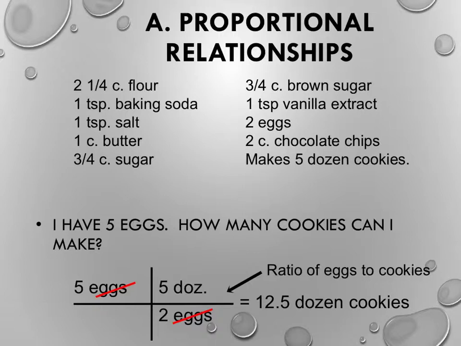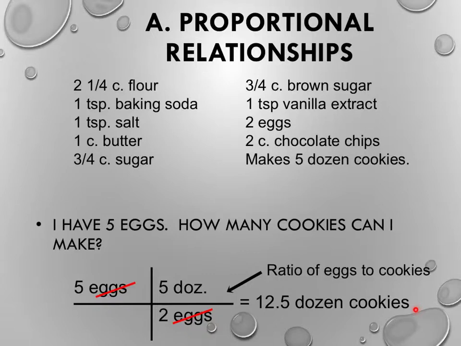So if we have a recipe that has 2 eggs and makes 5 dozen cookies, as we see here, we have 2 eggs and 5 dozen cookies. Then we can say, if I have 5 eggs, how many cookies can I make? Well, we know that for every 2 eggs, you can make 5 dozen cookies. That's the ratio of eggs to cookies. So we can say, if I have 5 eggs, and every 5 dozen cookies uses 2 eggs, then I would be able to make 12.5 dozen cookies.